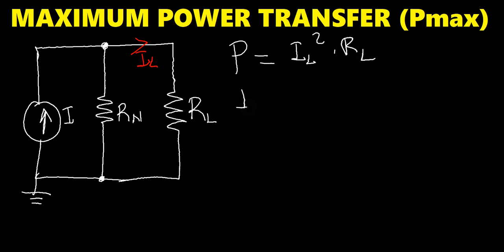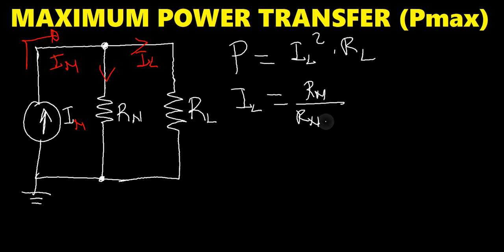Now I load alone is equal to, by current divider at this main current, because here is I Norton, here we divide it into two branches, that I load should be equal to R Norton on R Norton plus R load times the main current, which is here I Norton. Let's call this equation 1, this other one equation 2.